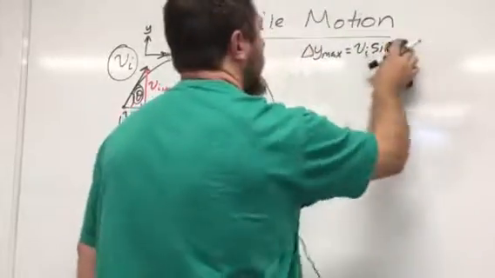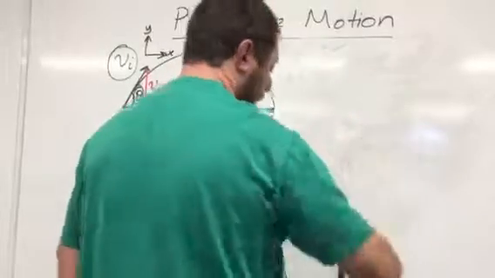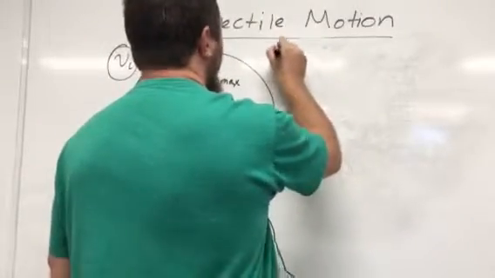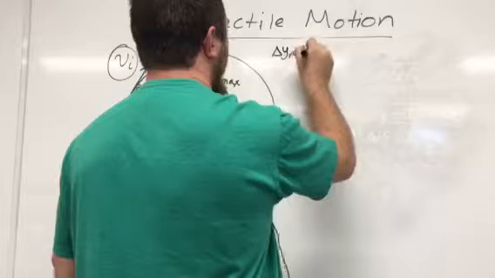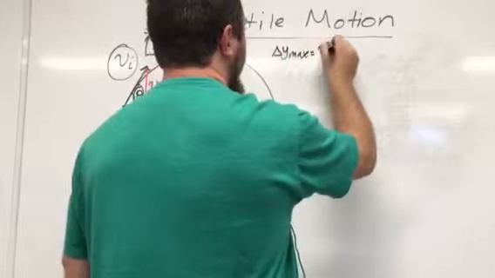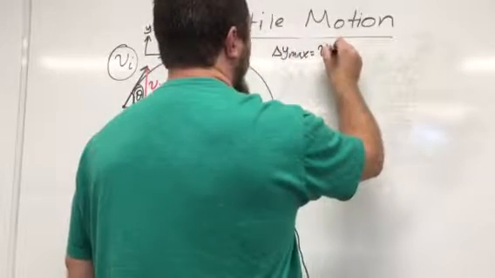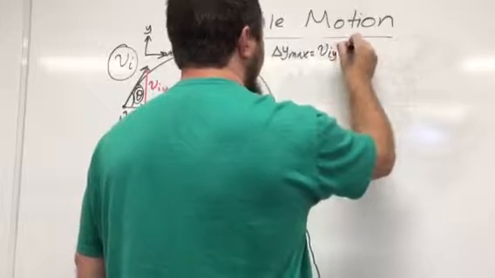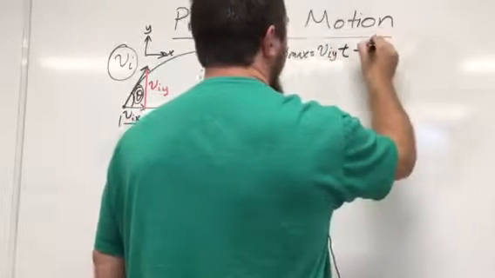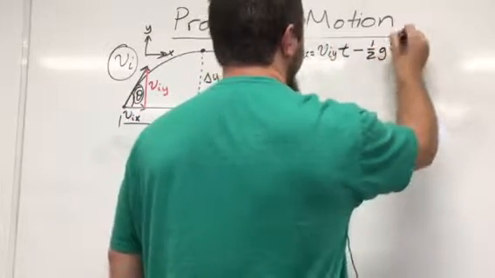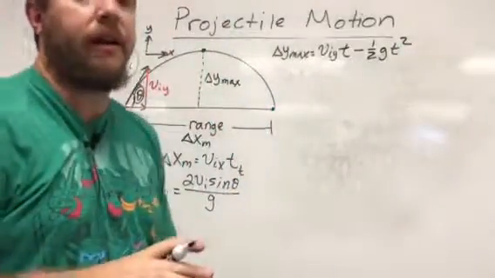Let me scoot it over a little bit. We'll run out of room if I'm not careful. So delta y max is going to equal Viy t minus 1/2 g t squared. So we'll start here, okay?